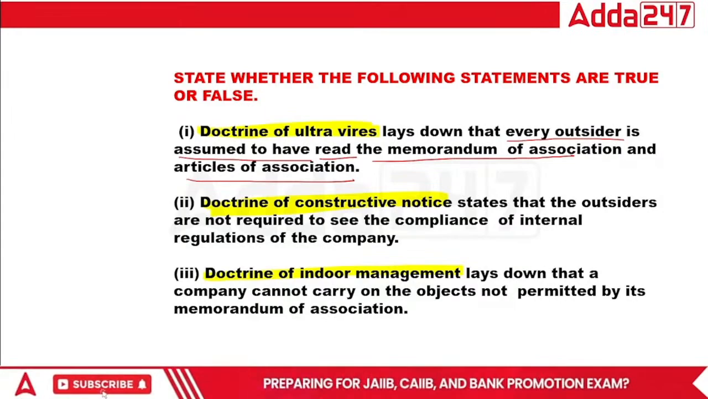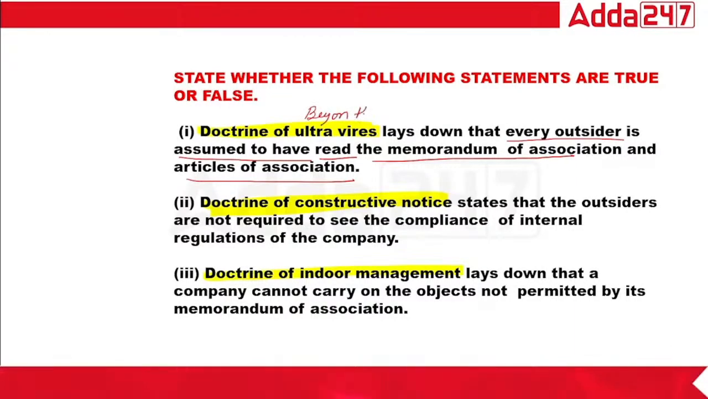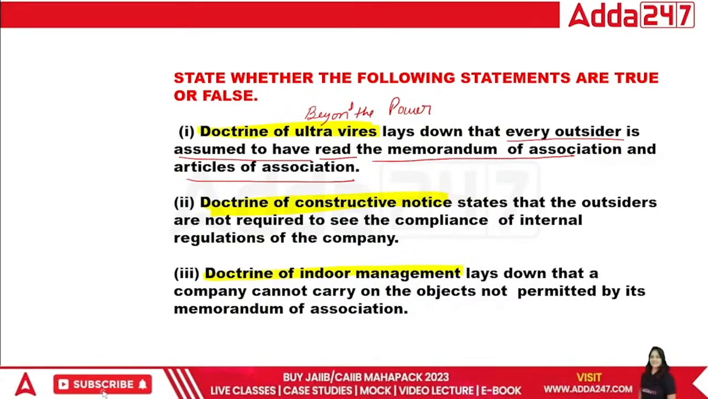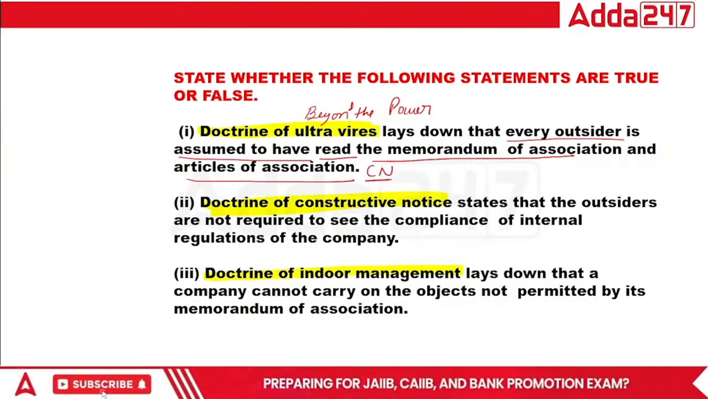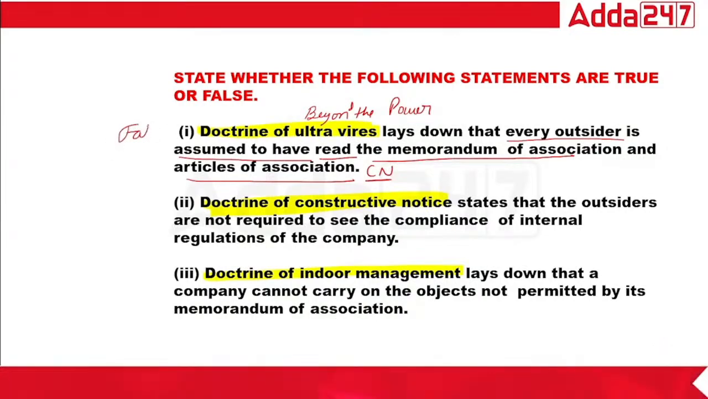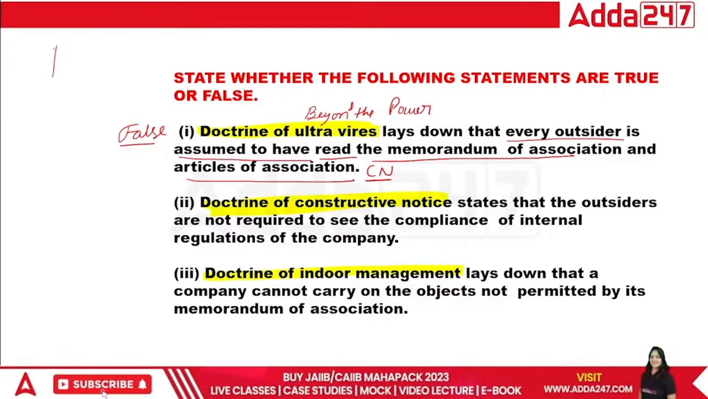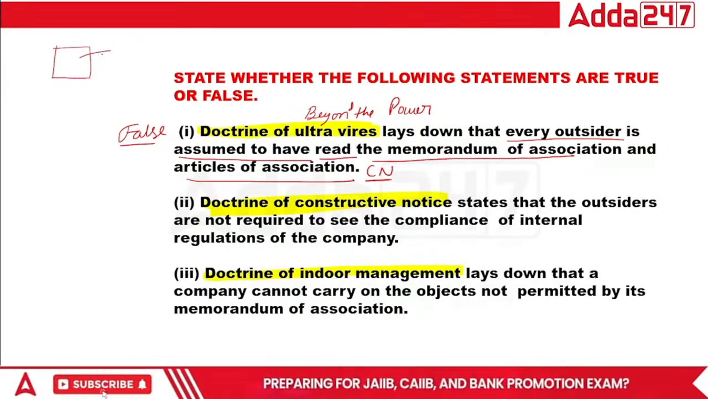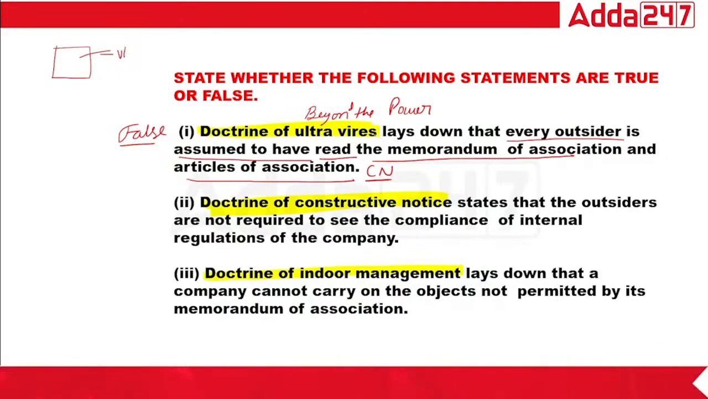The doctrine of ultra vires basically means beyond the power. But the sentence that every outsider is assumed to have read is known as constructive notice, because this is the definition of constructive notice. So this is absolutely false, because ultra vires means beyond the power. Suppose the memorandum of association is there and the company goes beyond the memorandum, so that act will be ultra vires, beyond the power, and that act will be called void.